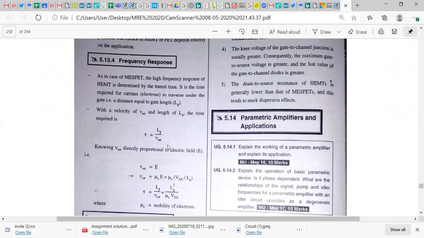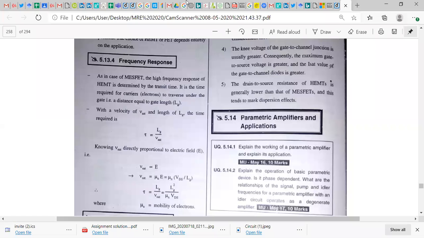This velocity of the electron is directly proportional to the generated electric field, which is equal to mu n into E, where mu n is the constant called the mobility of the electrons. E is given by VDS by Lg: the drain to source electric field generated is the drain to source voltage divided by the length of the gate terminal. Therefore, tau is equal to Lg by Vsat, and we can replace this Vsat by mu n into VDS by Lg.